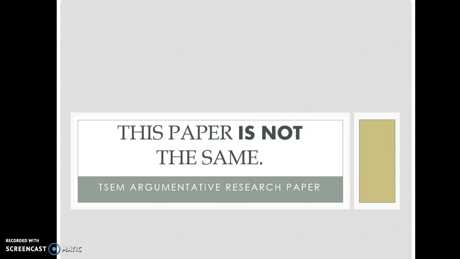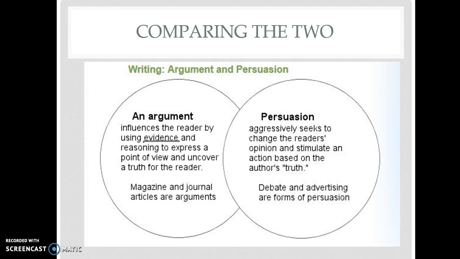This paper is not the same. When we talk about the TSEM argumentative research paper, it is quite different. Over here, you will see that this is just about persuasion, which aggressively seeks to change the reader's opinion and stimulate action based on the author's truth, right? So what is it that you believe should be done about cell phone use in the classroom?